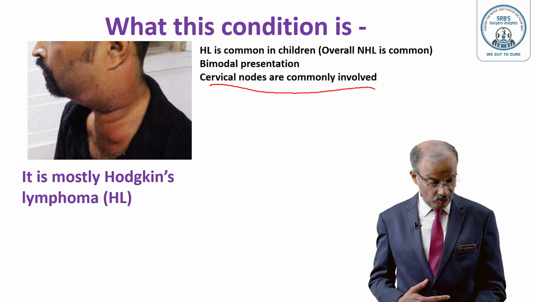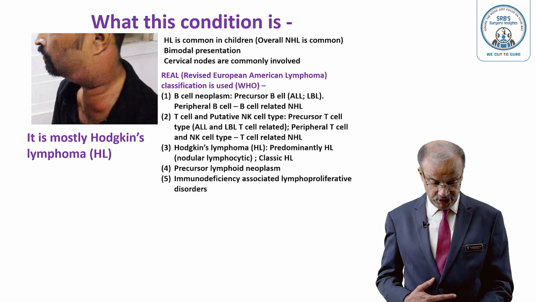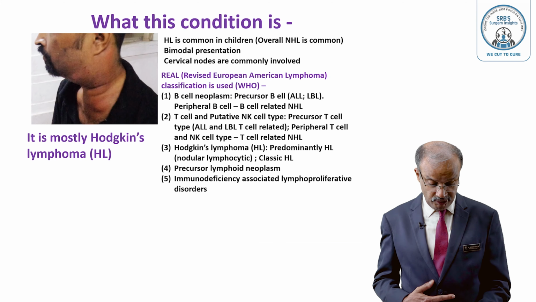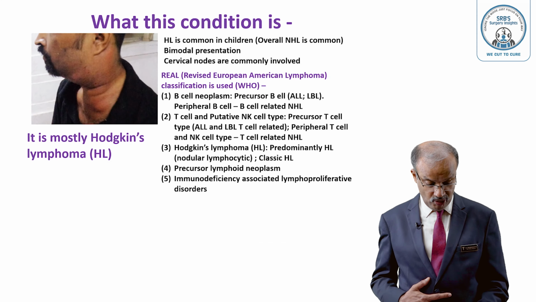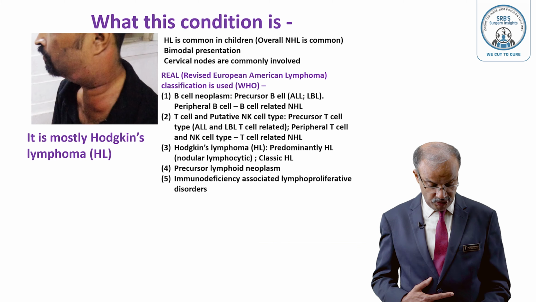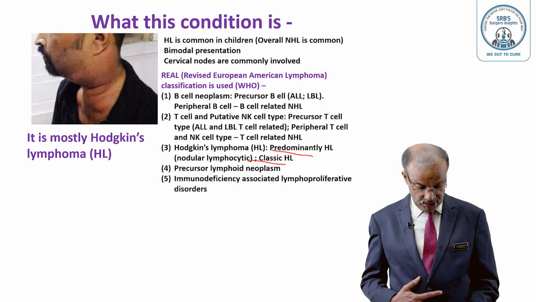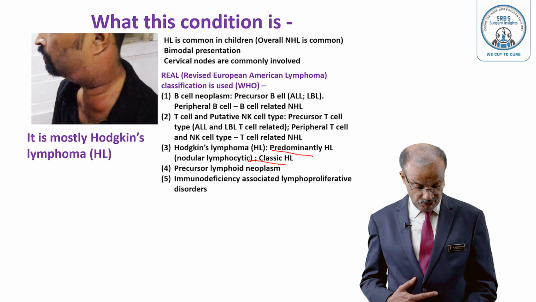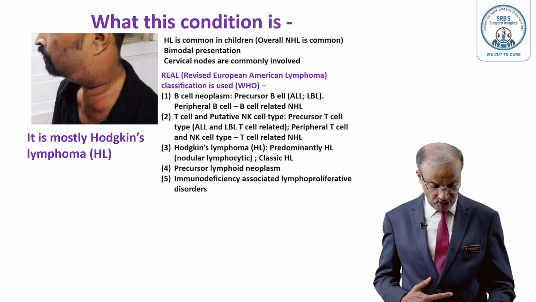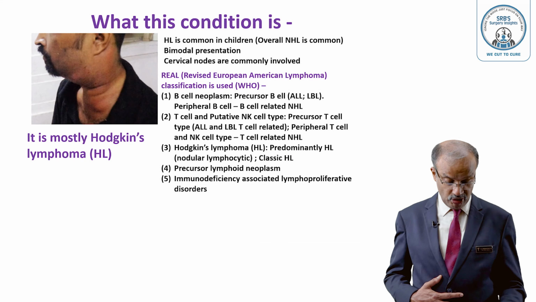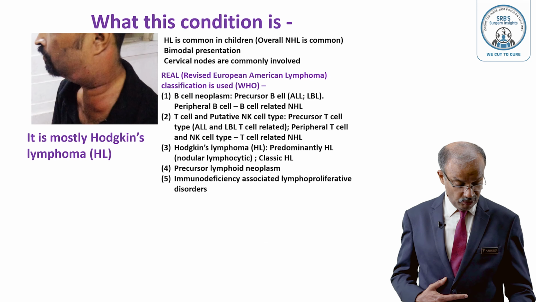Cervical nodes are more commonly involved, and for classification of lymphoma the Revised European American Lymphoma classification is used. B cell, T cell, Hodgkin lymphoma, precursor lymphoid neoplasm, classic HL, nodular lymphocyte predominant HL, immunodeficiency-associated lymphoid proliferations, all these things. I am not going to detail it. We can always see this and learn. It can often be asked as an MCQ, short note, or a different type of NEET exam MCQ.